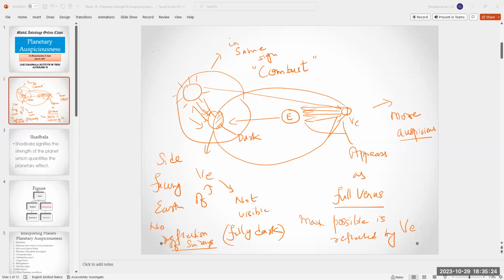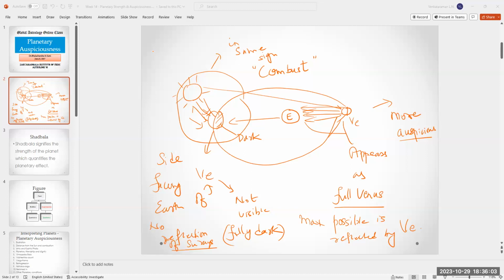But if you take the case of Venus on this side, now Venus is between the sun and Earth. All the rays of the sun fall on this part of Venus only, not on the side which is facing the Earth. So the side facing the Earth has nothing reflected from the sun, it's fully dark. This is considered weak in power as well as auspiciousness, because the sun is overpowering it and not allowing Venus to be in its normal full form. That's what it means.